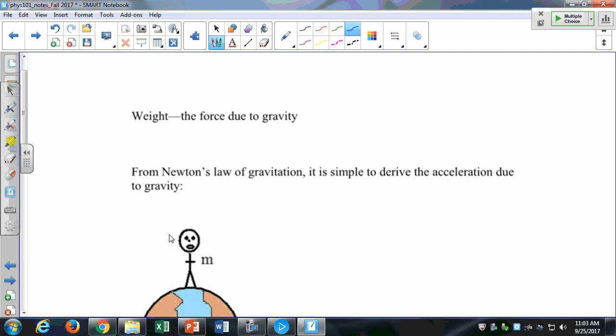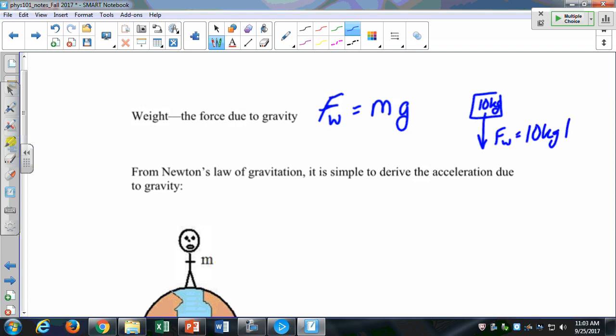All right, so we've already talked about weight. It's the force due to gravity. Let me just put it here that our force weight is equal to our mass times the acceleration due to gravity. So for example, an object that has a mass of 10 kilograms will have a force weight equal to 10 kilograms times 10 meters per second squared. Notice that I didn't put a negative sign here, and that's equal to 100 newtons.